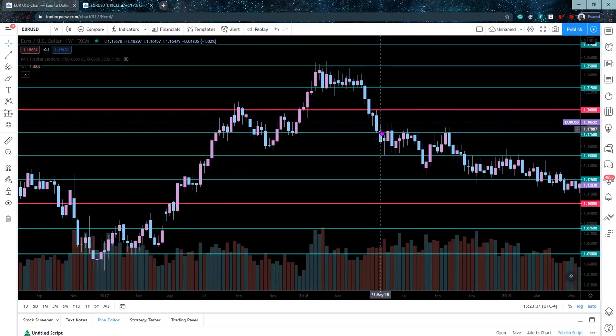You can use them as very, very influential levels that you can say, okay, I see that it rejected off of this point. I see redistribution, or I see distribution. I know that my final target will be down here, right? Which is still a hefty amount of pips.